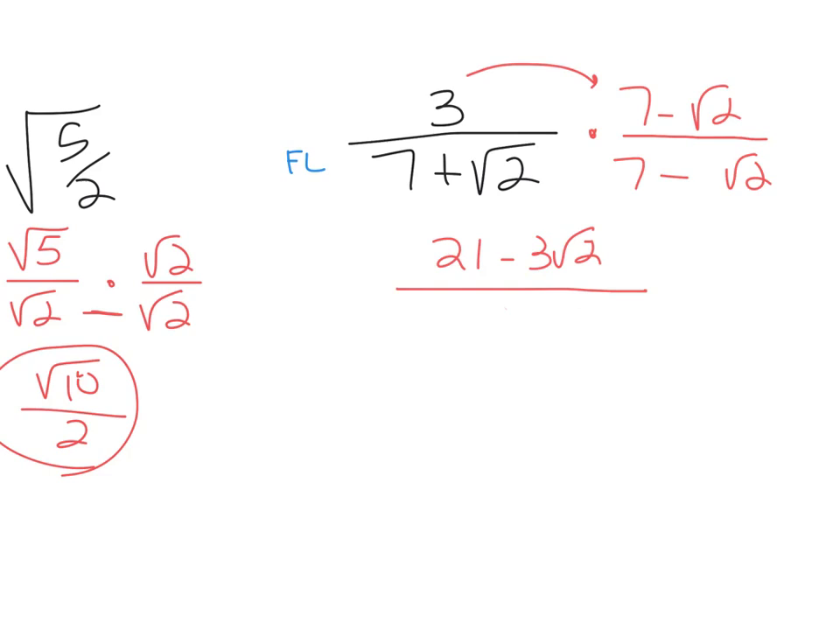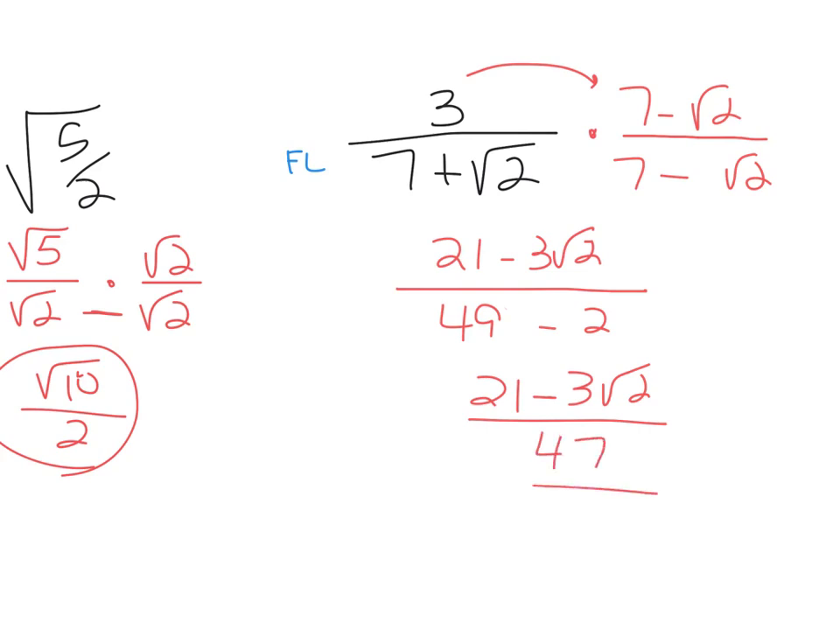So what I'm going to do, I'm going to do first, 7 times 7 is 49. I'm going to do last, square root of 2 times negative square root of 2. You can just pull the 2 out, negative 2. And that gives me this, 21 minus 3 square root of 2. And on the bottom, or denominator, I have 47. Now, let me go back here just a second.